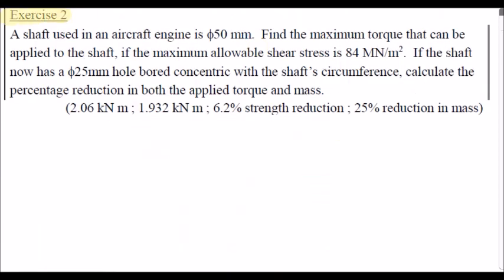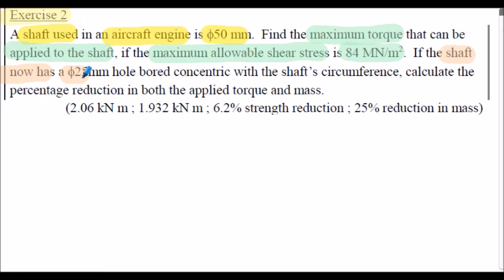Exercise 2. A shaft used in an aircraft engine has a diameter of 50 millimeters. We're asked to find the maximum torque that can be applied to the shaft if the maximum allowable shear stress is limited to 84 meganewtons per meter squared. If the shaft now has a 25 millimeter diameter hole bored concentric with the shaft's circumference, we've got to calculate the percentage reduction in both the applied torque and the mass of the shaft.